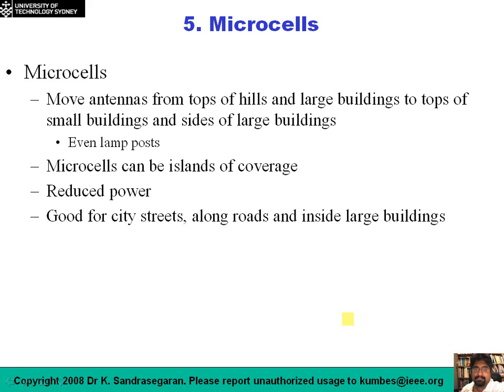So the whole idea of moving your antennas to the sides of the buildings is to create smaller cells, because you know that especially in a CBD area, if you bring your antennas down to the sides of the buildings, the cells that you will create will be much smaller than if you put your antennas on the top of the buildings.